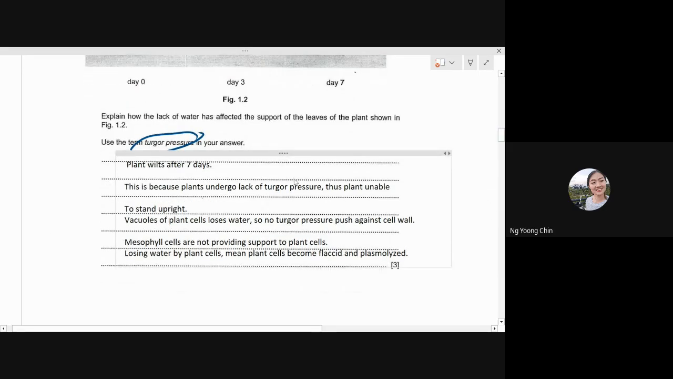Okay, the keywords are: turgor pressure, so lose water by the vacuole of the plant. So there's no turgor pressure to help push against the cell wall. Turgor pressure, okay? Then losing water, so they become flaccid and plasmolysed. Yeah, you can get full marks if you are able to include those terms in your answer.